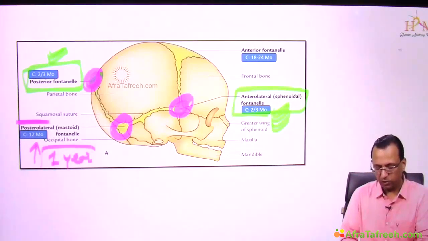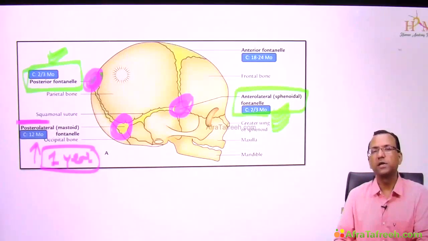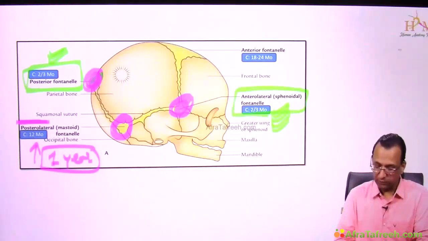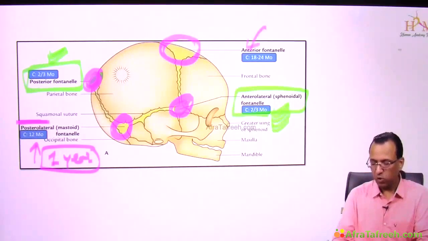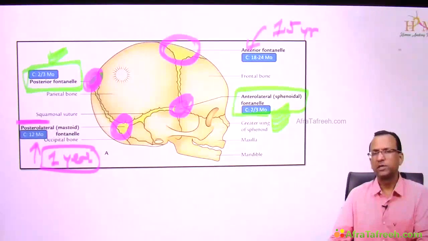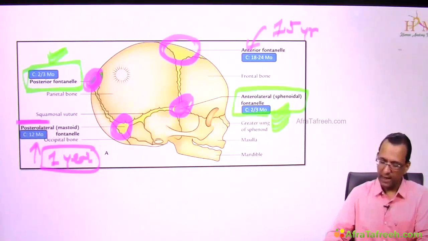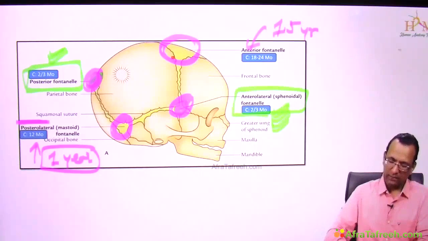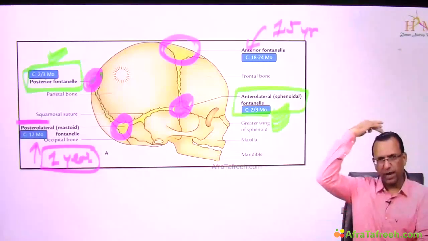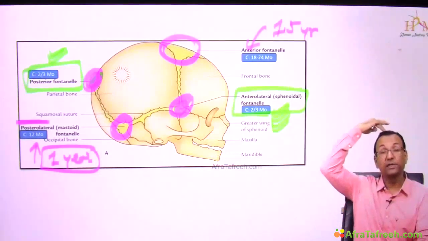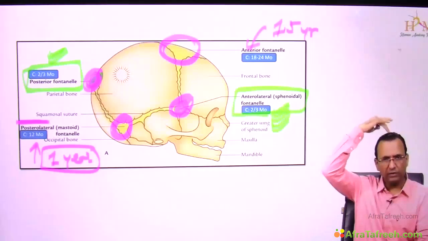Which is the last to fuse? Last to fuse is the anterior fontanelle. If you say anterior fontanelle, when? It is 1.5 years to 2 years. So this is the last to fuse? Yes. And it is 1.5 years to 2 years. Yes. You can put your hand here and check for the CSF pressure, in a case of hydrocephalus, till 1.5 years and 2 years.